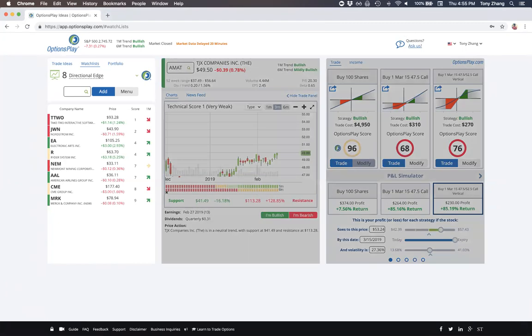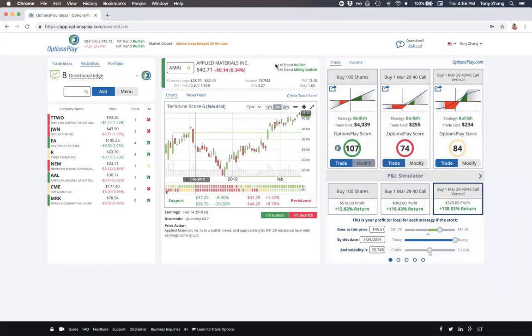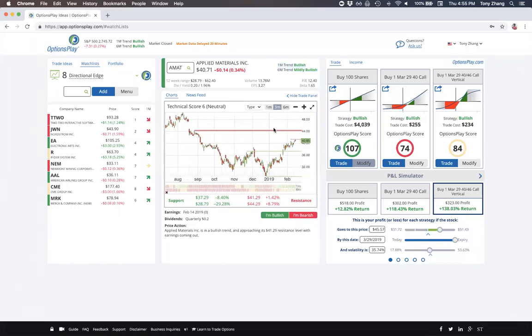AMAT, Applied Materials, score of 6, so relatively neutral stock. The 1 month and 6 month trend is bullish. It's been bullish for a few weeks here, since January 25th, and it's starting to move higher fairly nicely. So from my perspective, we have this resistance level around 44, 45. That would be my conservative target here. So let's say I think it's going to go up to 45. Buying the stock is 11% return, 96% return on the call, 113% return on the call spread.